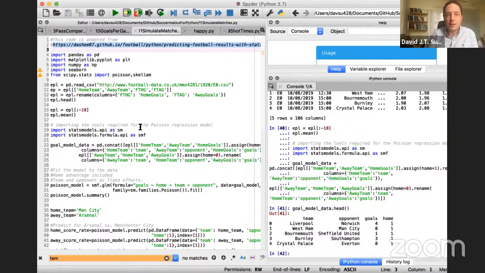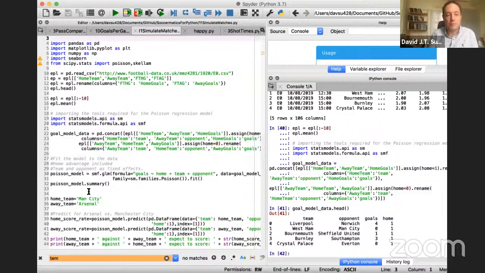You can go in and have a look at that. But they basically use the Poisson model in statistical models to fit the goals as a function of the home team, home advantage. This is a home 1-0 if the team's at home, the team, the opponent, and so on. And then we can fit this model. There we go.